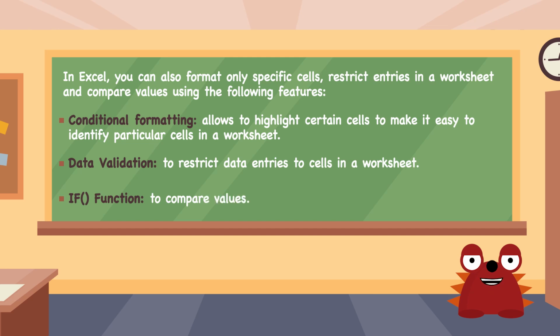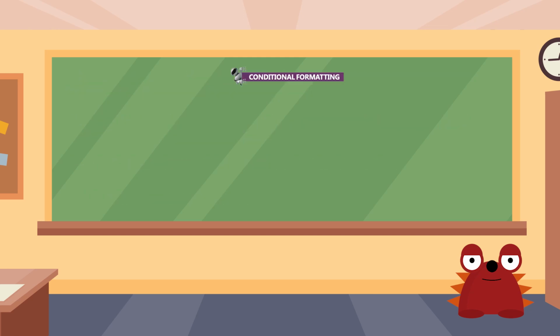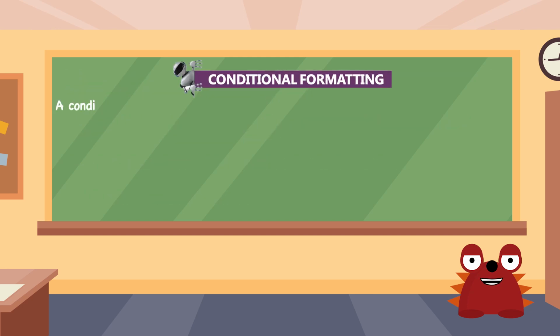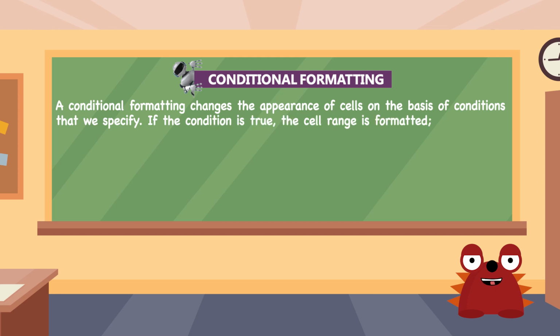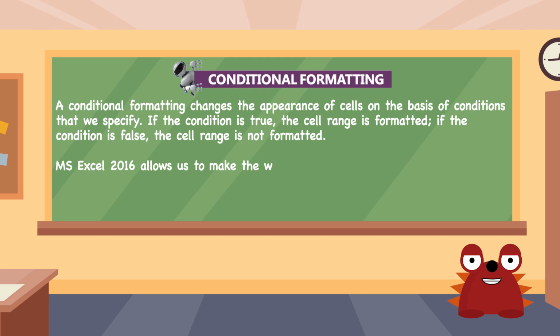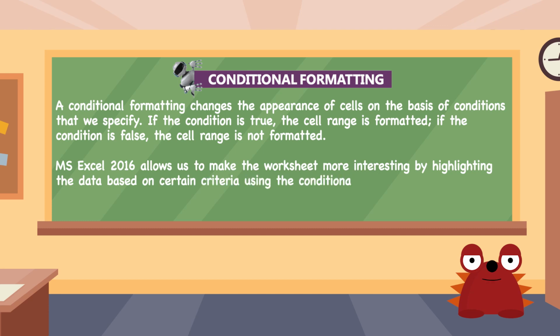Let's begin learning in detail about the first one, which is conditional formatting. This changes the appearance of cells on the basis of conditions that we specify. If the condition is true, then the cell range is formatted. If the condition is false, the cell range is not formatted. MS Excel 2016 allows us to make the worksheet more interesting by highlighting the data based on certain criteria using the conditional formatting tool. It also helps us to make a quick data analysis.